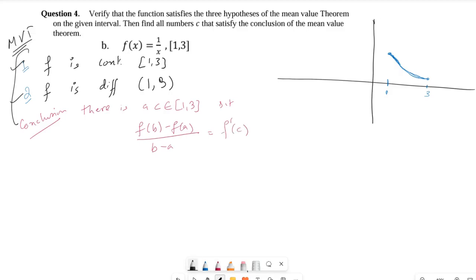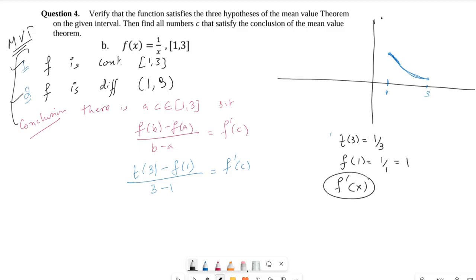Okay, let's find all these things on the side. Here b is 3, so (f(3) minus f(1)) divided by (3 minus 1) is equal to f prime of c. What is f of 3? That should be just 1 by 3. f of 1 should be just 1 by 1, equal to 1. And what is f prime of x? The function is 1 by x. The derivative of that is negative 1 by x squared.